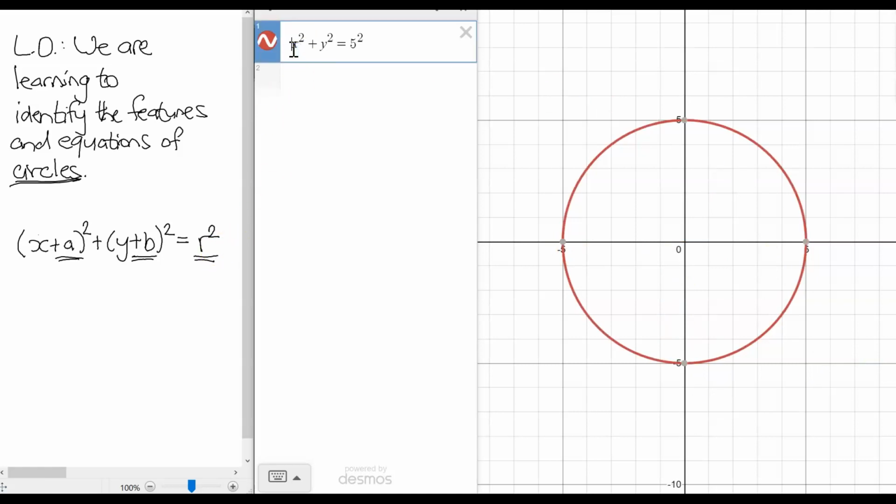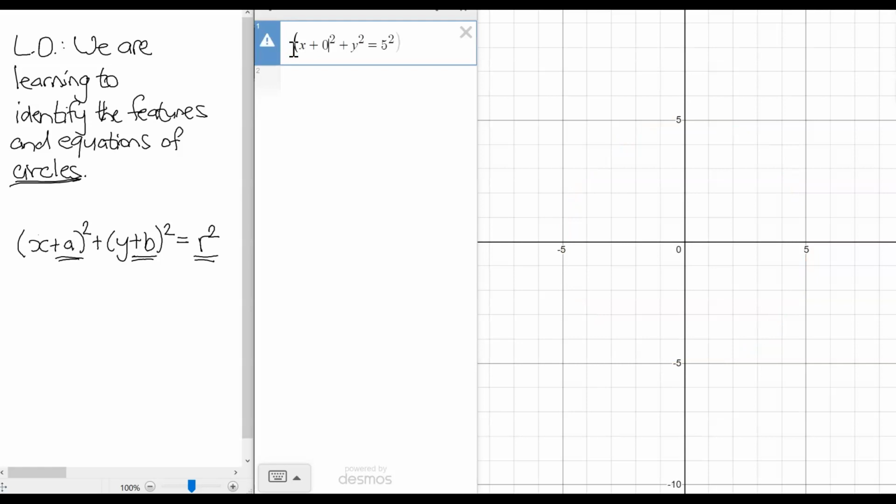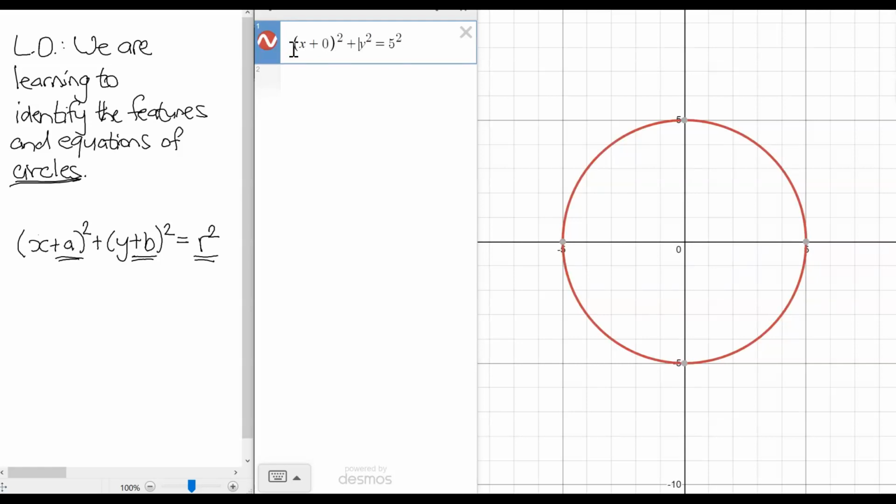But what we see here is we've got plus 0 and plus 0 as well. So like our parabolas, like our cubics, like every other function we've done, we can put things in the brackets to help move around our equation. So let's have a look at what we do.